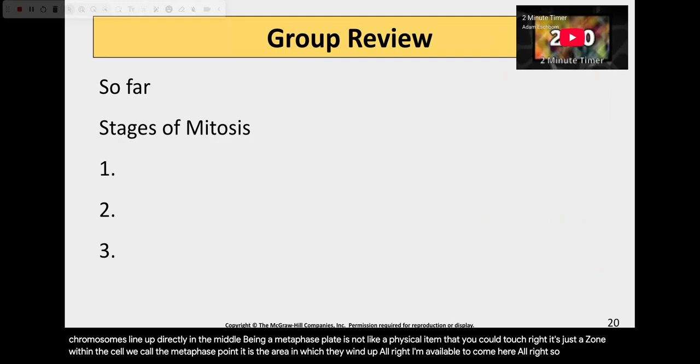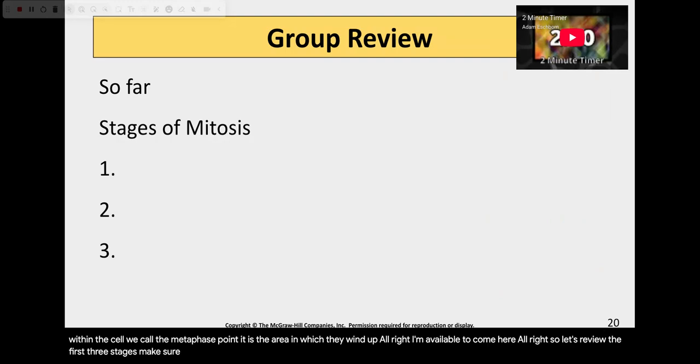All right, so let's review the first 3 stages, make sure you know what's happening, and then we'll move on. Might be helpful for you to draw this out or redraw it if you have been drawing it out.